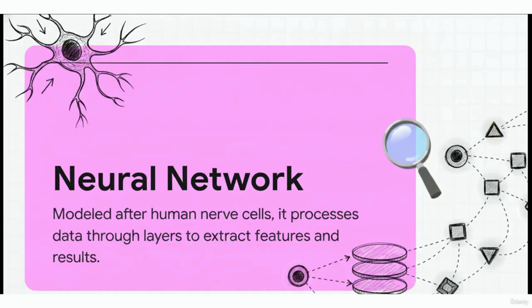Think about how human nerve cells pass signals to one another. Well, a neural network does the exact same thing, just with data. It takes raw information, analyzes it through a web of interconnected nodes, and pushes out a calculated result.